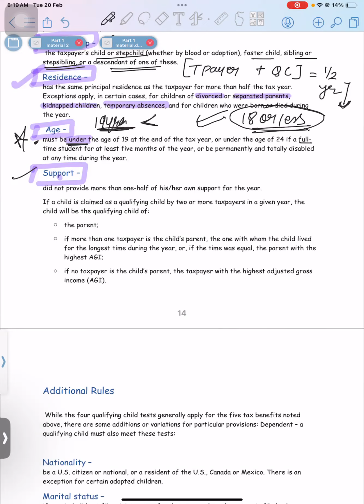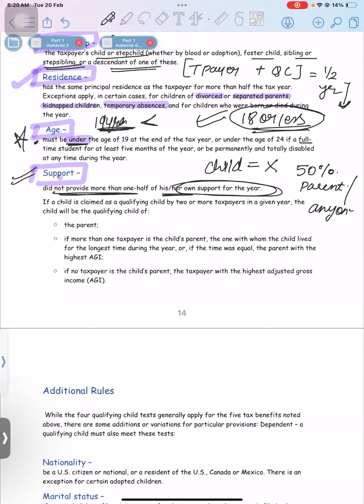Now the support test: the child did not provide more than half of his or her own support. This means the child might have some expenses, like paying for his own education, insurance, and medical expenses. He should not bear most of his own expenses. At least 50% should be provided by the parent, or anyone else can also provide the 50% of the expense.